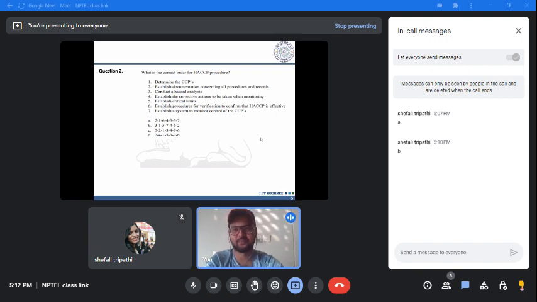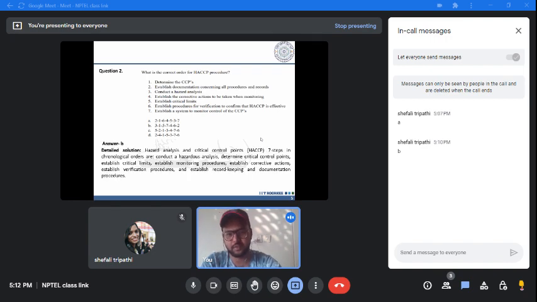Okay, so B will be the correct answer, and the detailed solution is also saying the same. So first, conduct hazard analysis, determine the critical control points, establish critical limits, establish monitoring procedure. Sorry, establish corrective actions, establish verification process, and establish record keeping and documentation procedure.